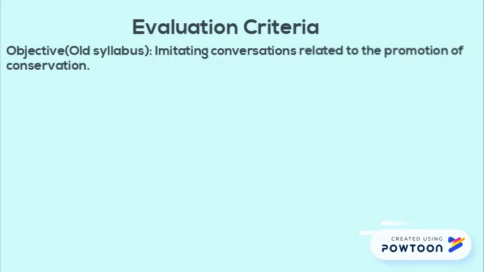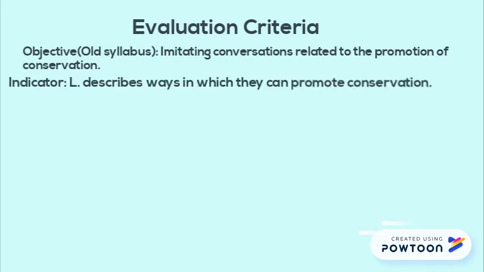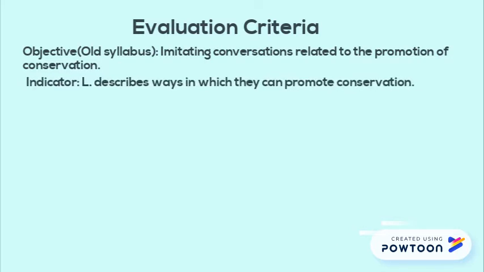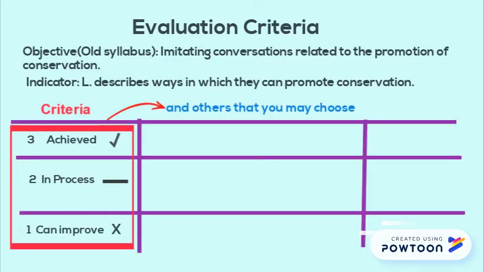If we have the objective, imitating conversations related to the promotion of conservation, a possible indicator could be, the learner describes ways in which they can promote conservation. Once you have the indicator, you can establish the criteria that you will use for the assessment.